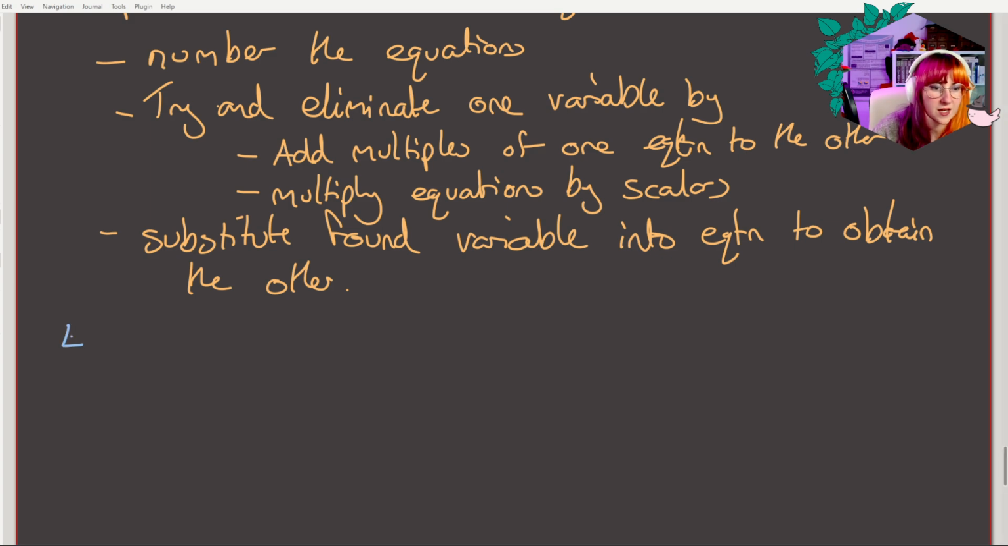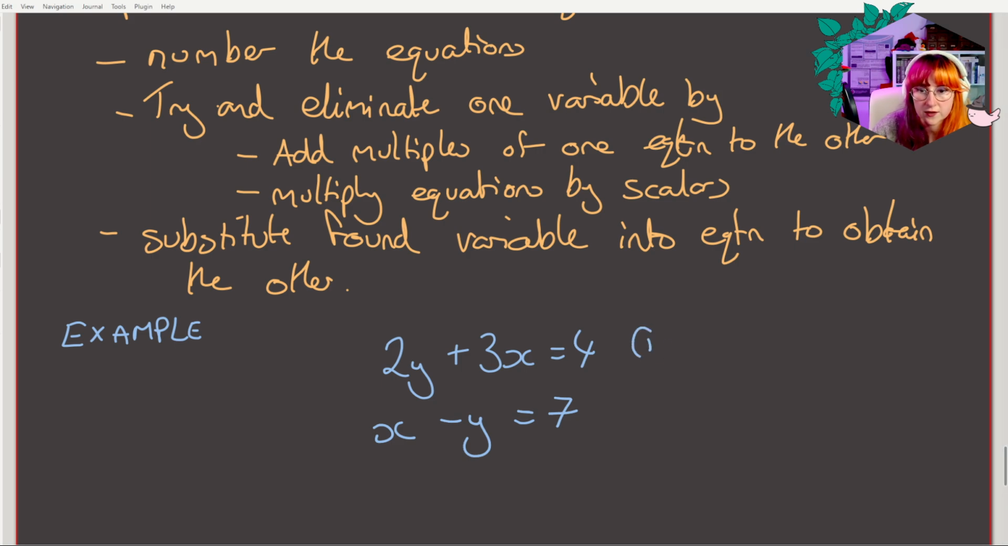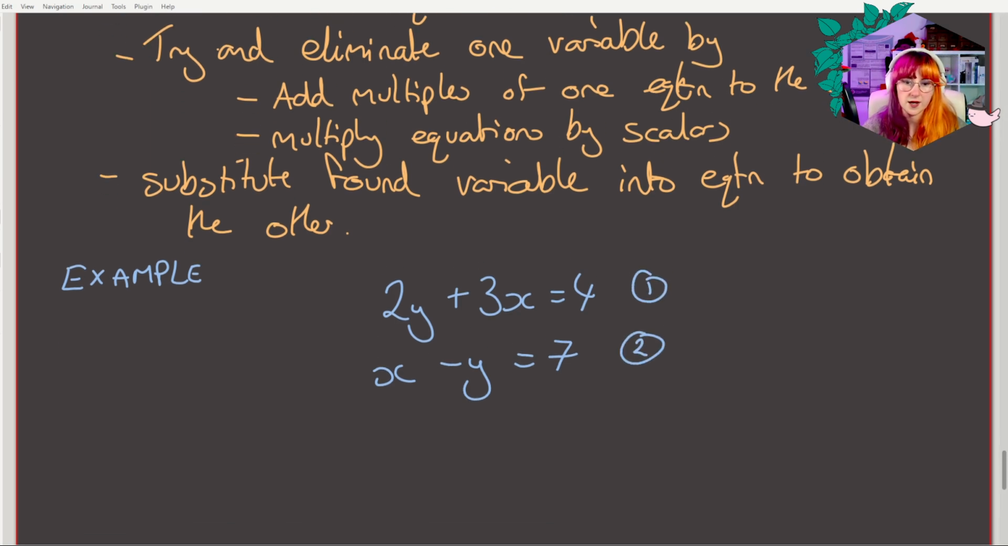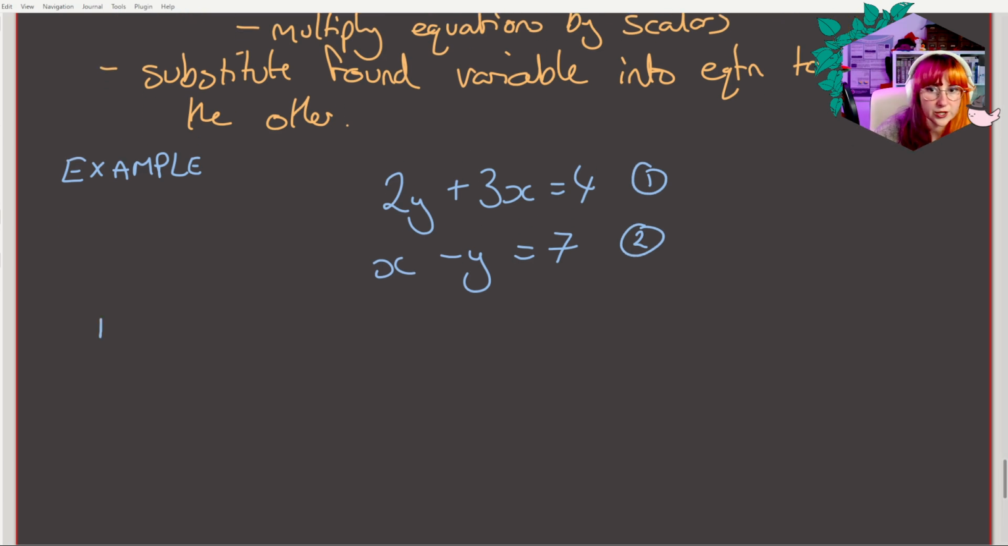So I'm going to use the same example from before. So we had 2y plus 3x is 4, and x minus y equals 7. So label them 1 and 2. And then what I'm going to do is equation 1 add 2 lots of equation 2. So when I do this, I do it variable wise. Firstly, I'm just going to rearrange equation 2 to swap them around. So this is actually minus y add x is 7, just so I can do top down.